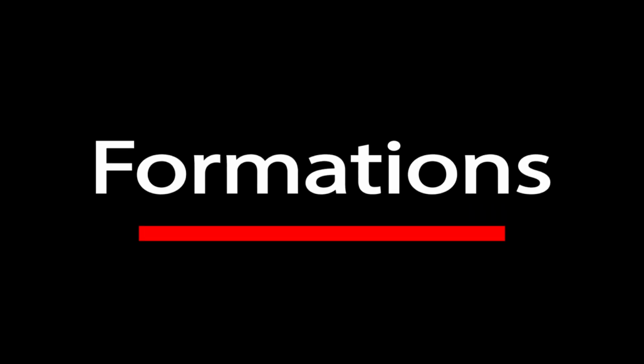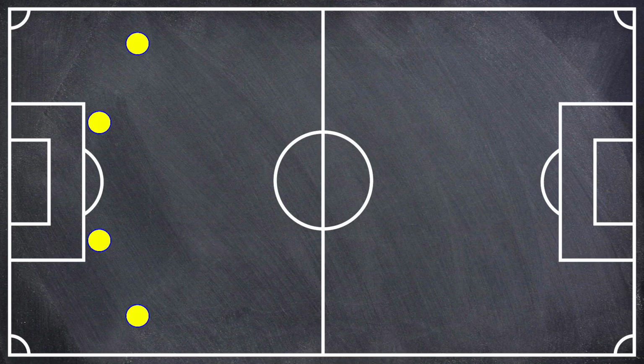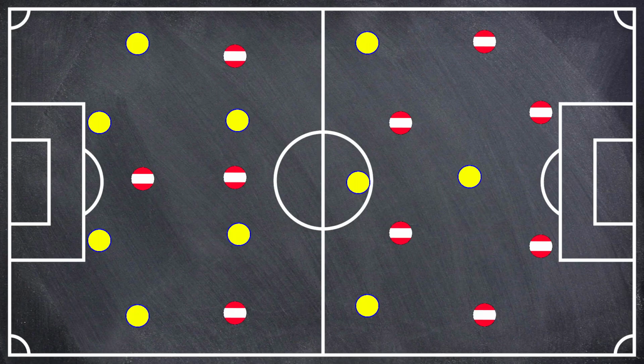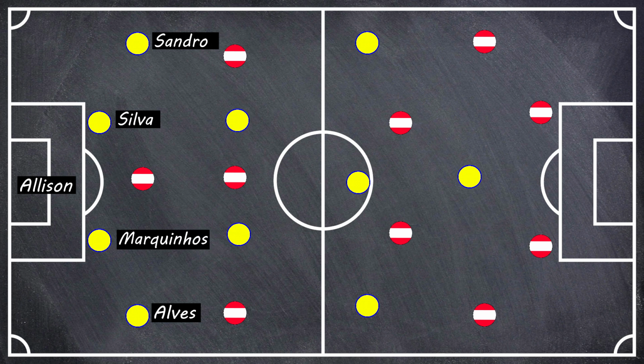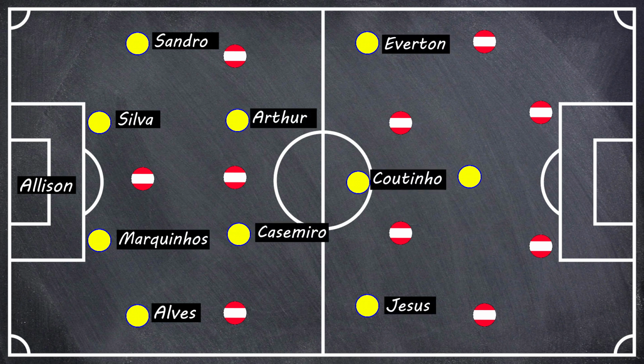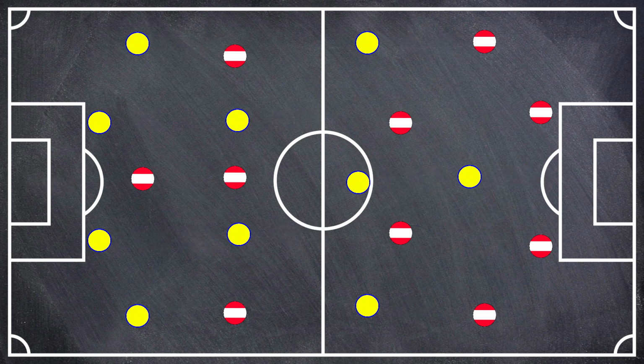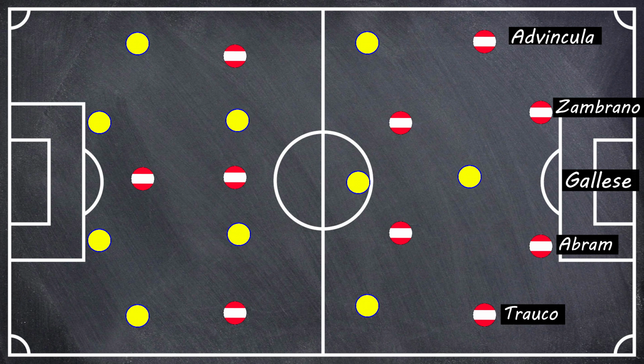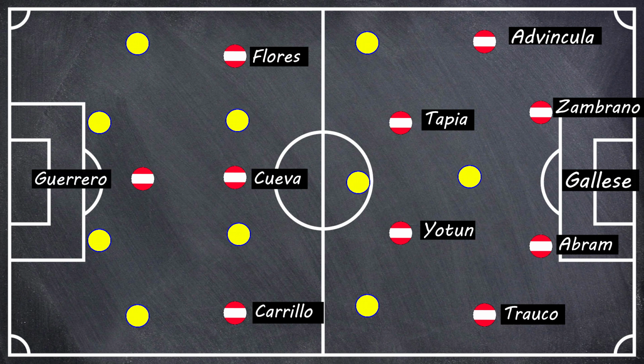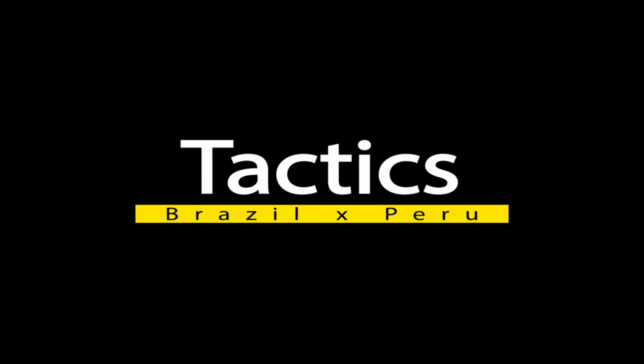Just a quick reminder of the formations, as both teams lined up in a 4-2-3-1. Brazil's backline was Alves, Sandro, Silva and Marquinhos, with Arthur and Casemiro just ahead of them. Jesus, Coutinho and Everton were the attackers just behind Firmino. The Peru backline consisted of Advíncula, Zambrano, Abram and Trauco, with Tapia and Yotún just ahead of them. Carrillo, Cueva and Flores were the attackers just behind Guerrero. Now, let's get into the tactics.